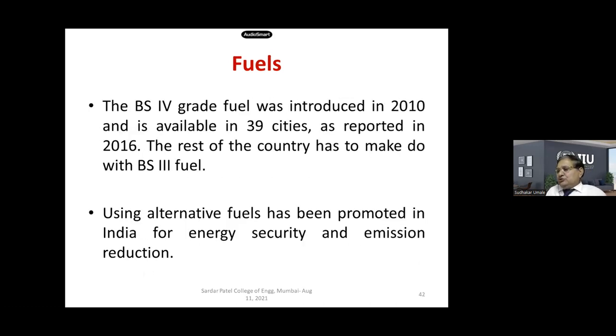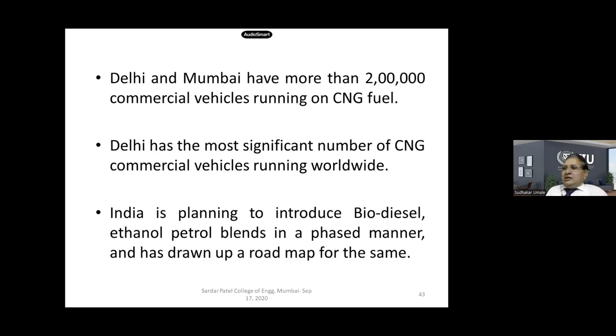BS 4 grade fuel was introduced in 2010 and was available in 39 cities as reported in 2016. The rest of the country has to make do with BS3 fuel. Using alternative fuels has been promoted in India for energy security and emission reductions. Particularly in India, we have two metro cities creating a lot of pollution, Delhi and Mumbai. They have more than 2 lakh commercial vehicles running on CNG fuels. All the vehicles are converted to CNG fuel, which is one of the advantages in Delhi and Mumbai. Delhi has the most significant number of CNG commercial vehicles running worldwide.